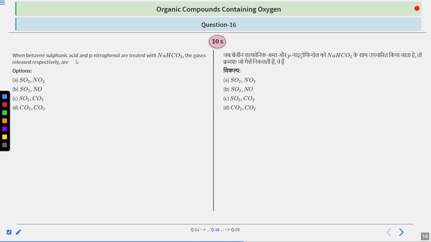When benzene sulfonic acid and para-nitrophenol are treated with NaHCO3, the gases released respectively are? So when you treat benzene sulfonic acid with NaHCO3 and para-nitrophenol with NaHCO3, which gases will be released respectively in both the cases? Options are SO2 and NO2, SO2 and NO, SO2 and CO2, or CO2 and CO2 in both the cases. You have some time to think about this question. After that, we will see the correct answer.